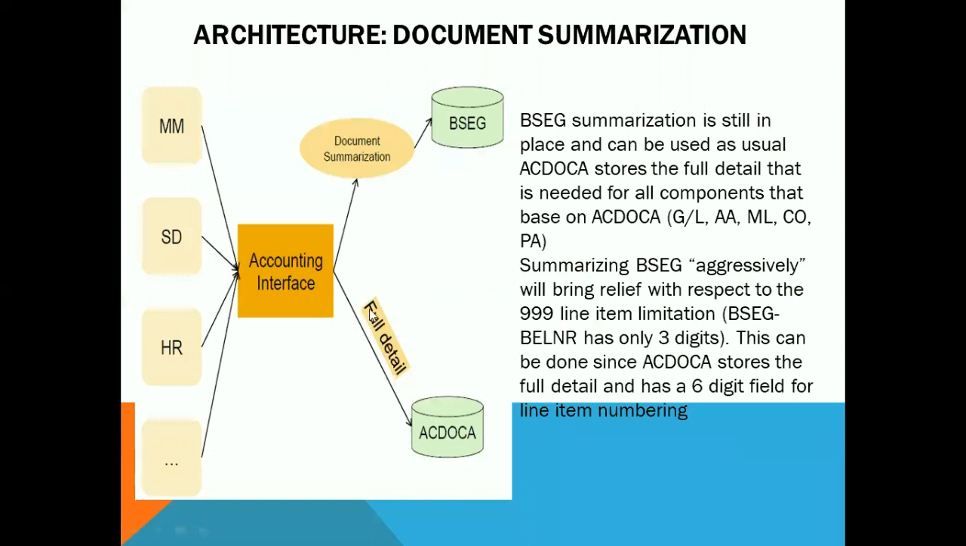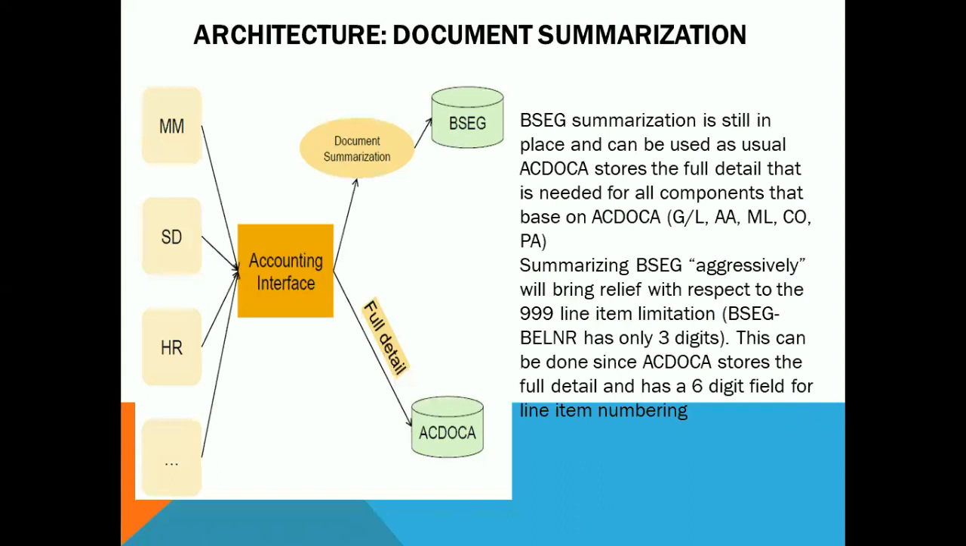Here you can see that the full details about the document are posted to the ACDOCA table and the document summarization information is posted to BSEG. So BSEG summarization is still in place and can be used as usual. ACDOCA stores the full detail needed for all the components based on the ACDOCA table. Summarizing BSEG aggressively will bring relief with respect to the 999 line items. That is what exactly we are going to do. The line item documents posted in BSEG, up to 999 line items, can be summarized to two or three line items, based on how you want to summarize, for example profit center wise or cost center wise.